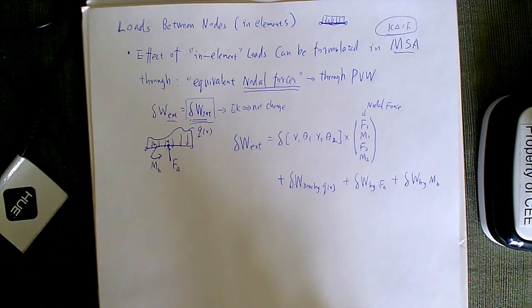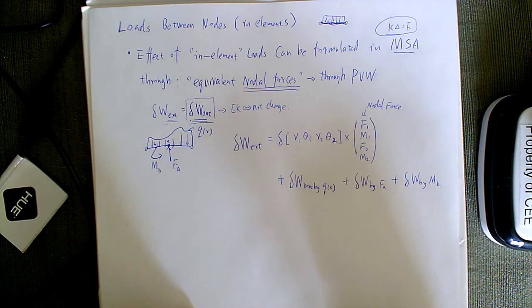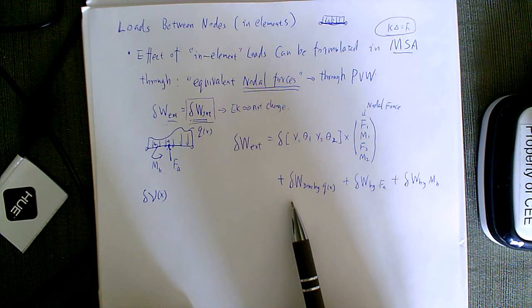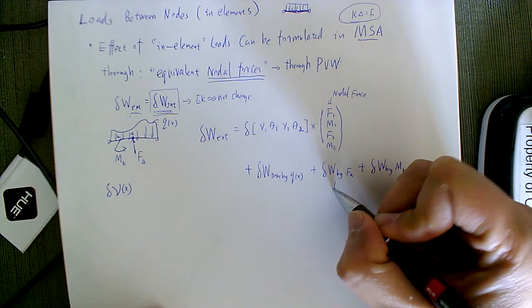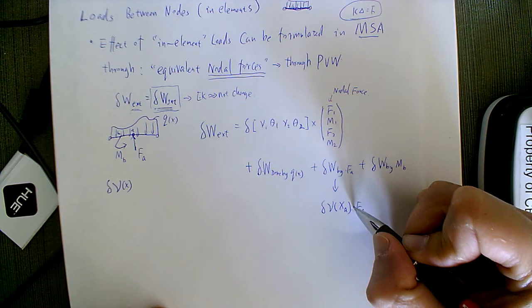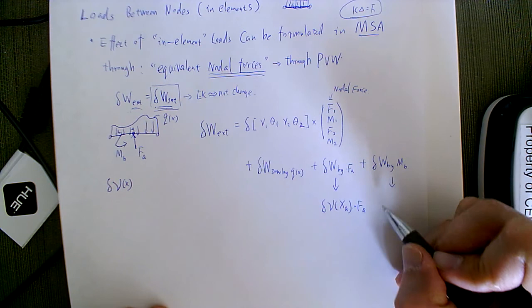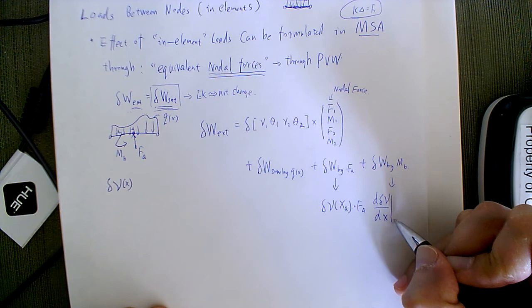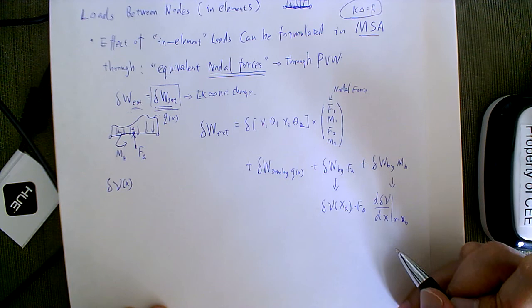If you know your virtual displacement, delta of VX, can you calculate those? Yes, sure. For example, for FA it's quite easy: I plug in delta at the x location of A, times FA, and I'm done. For MB it's a little more complicated because it's a rotation, but it's actually not too bad. I find the slope, the rotation of this beam at any point, evaluate it at x equals xB, multiply by MB, and I'm done.